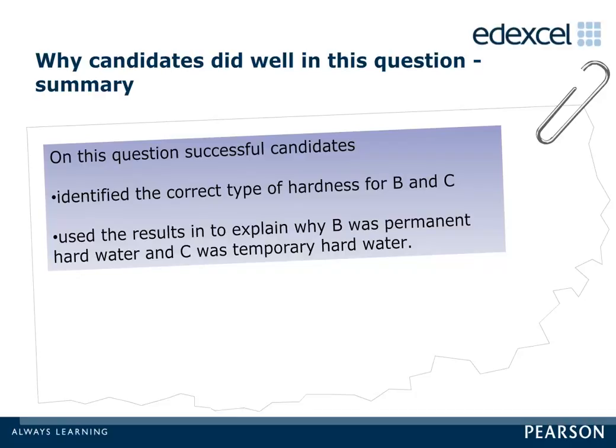Successful candidates identified the correct type of hardness for B and C. Used the results to explain why B was permanent hard water and C was temporary hard water.